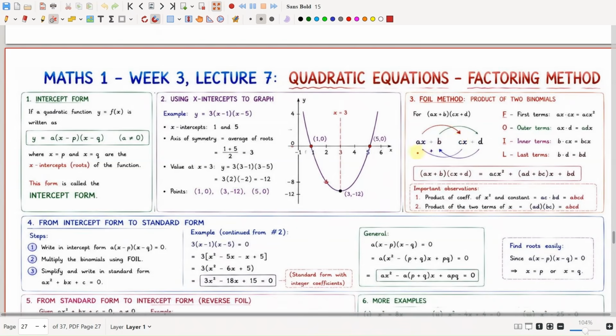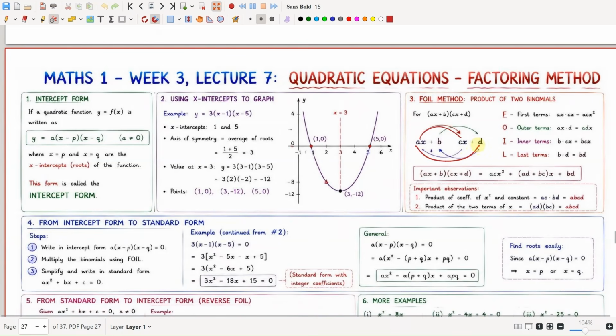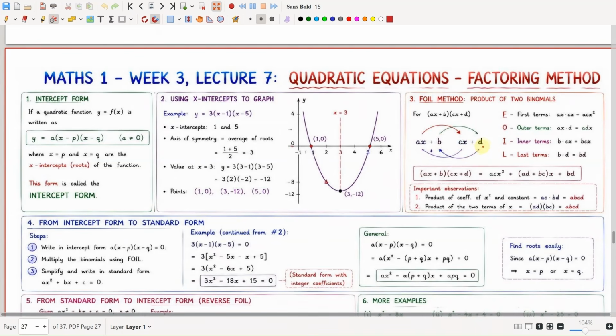Outer terms means ax plus d. See, this one and this one first, the first terms first, then the outer terms, then the inner terms, and the last terms of both the binomials. Okay, this is how we find the product of two binomials. This is some of the generic methods that IIT will be teaching you.